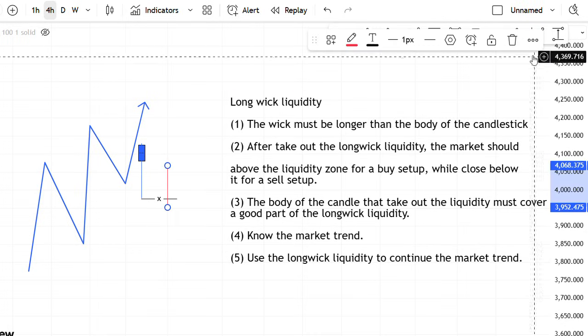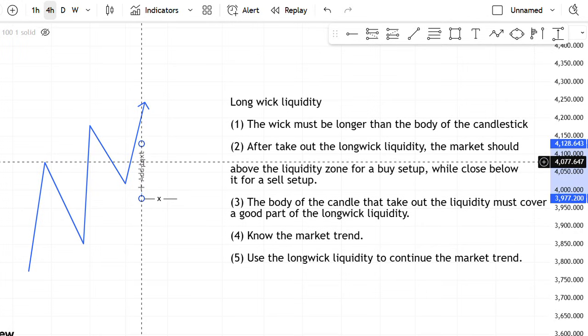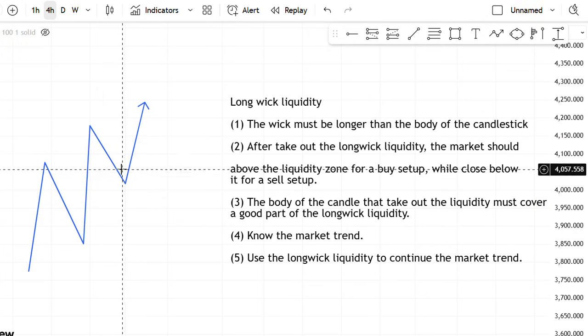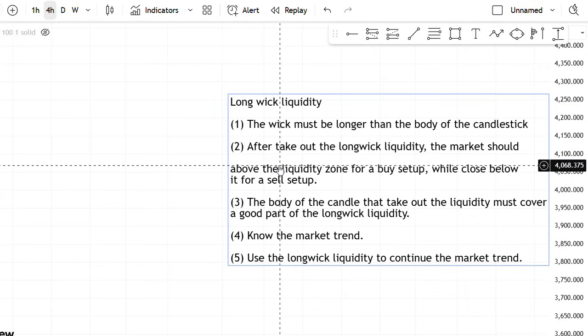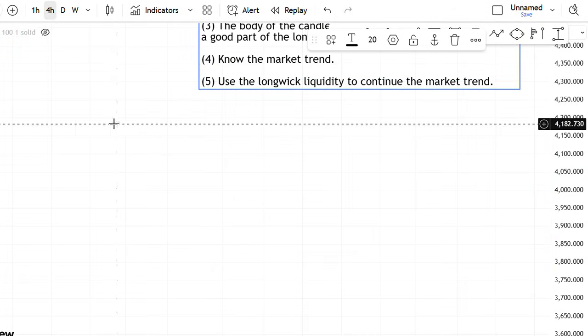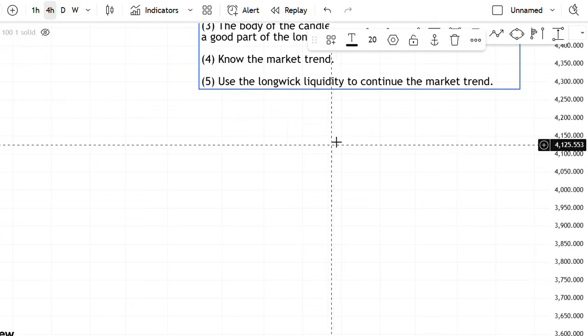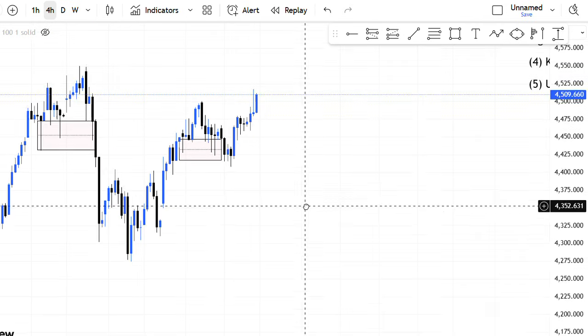So let's go over. You can take a screenshot of these conditions because I have to take it out of view so we can go for a live market example. So now let's go for the market example. For us not to make the video very long, I've already marked out some, so let's go and look for it. This is the first one here.